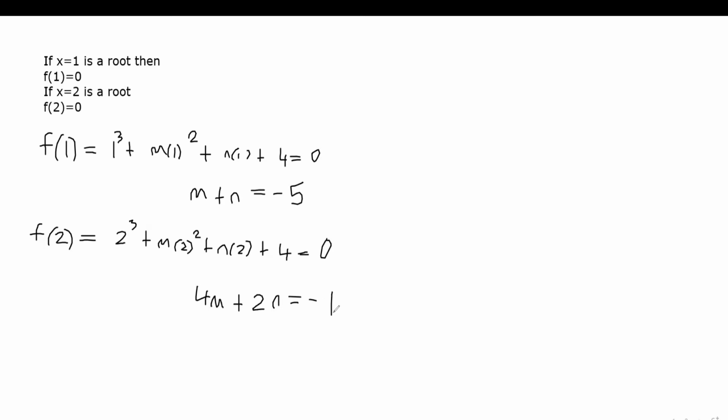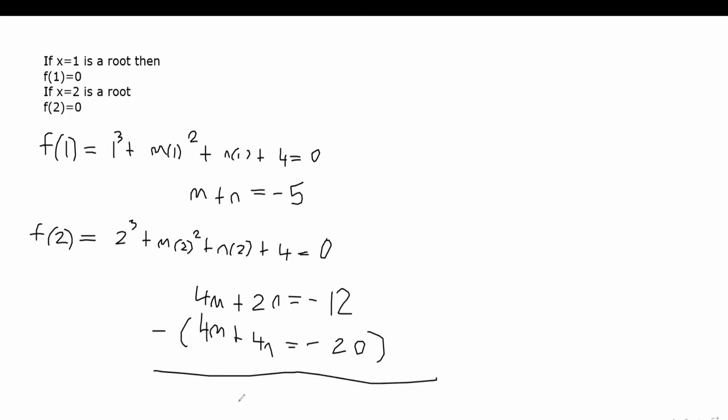Then what we can do is, I know you like substitution, but I can do elimination. Just multiply the first equation through by 4 to get 4m plus 4n equal to negative 20. And then we can subtract the two equations. The 2n minus 4n is minus 2n, and then negative 12 minus negative 20 is positive 8, right? So we get n equal to negative 4, right?